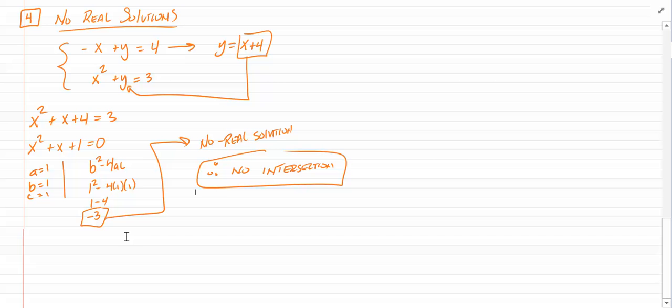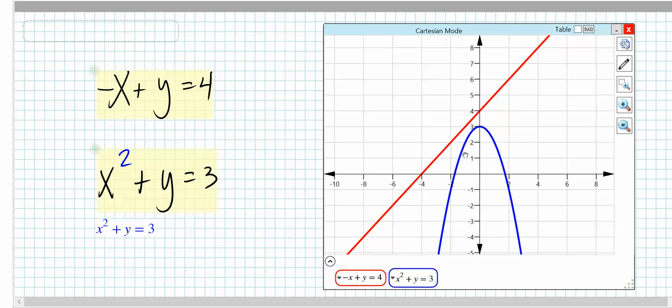And I want you to realize that the algebra supports the graph. The algebra of having a non-real solution, an imaginary number, supports what you see in the graph by making the connection that there are no intersecting points. You guys cool with that?